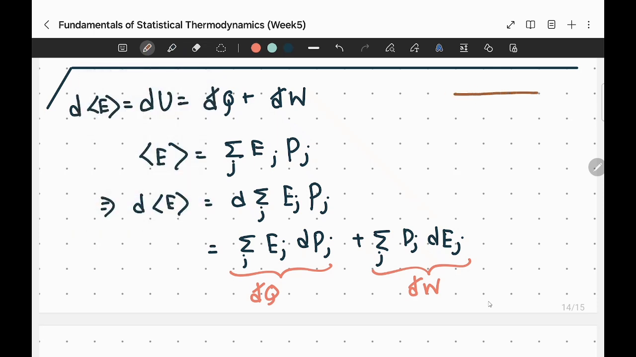Till now, scientists are trying to find out the best definition for this heat. But here we can argue. Let's say there are some energy levels. I'm asking about the summation EJ DPJ. This is for D cross Q. Exactly, this is not for D cross W. No, the first one is for D cross Q. Okay, that's what I'm saying.